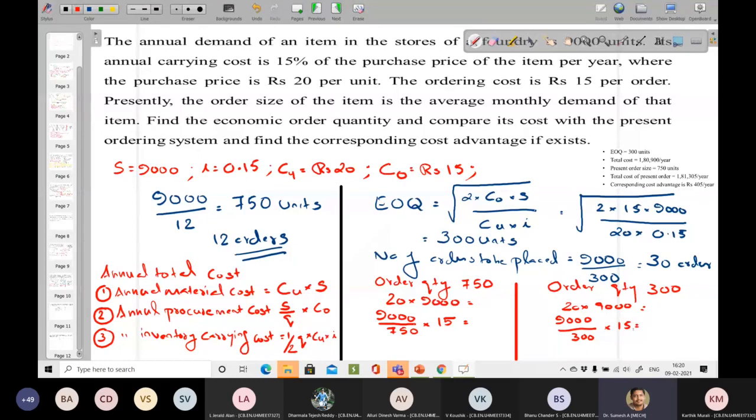The third is inventory carrying cost. So 1 by 2 into Q, here 750, into CU which is 20, into 0.15. Here it is 1 by 2 into 300 into 20 into 0.15. Can someone get me the value for all these three costs?